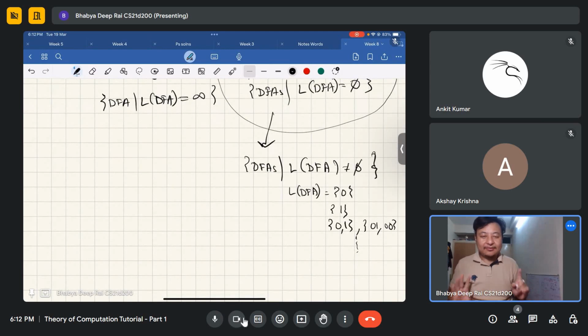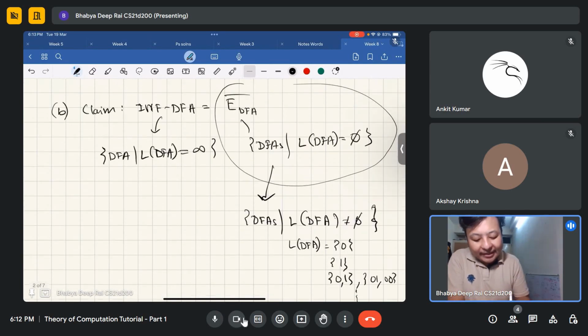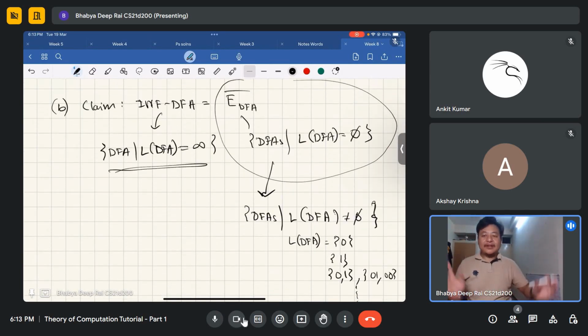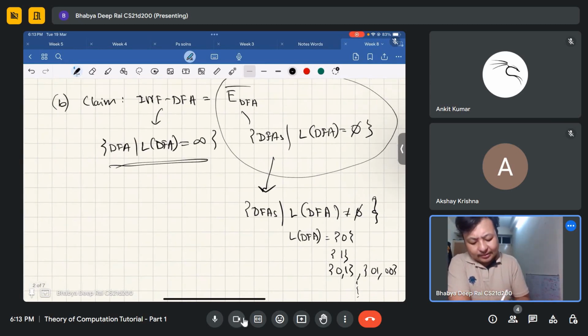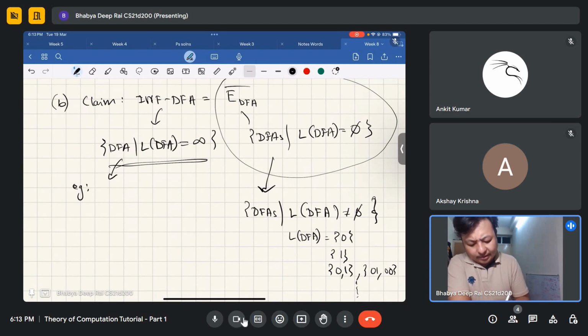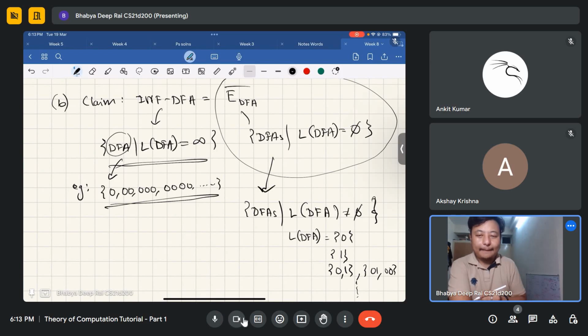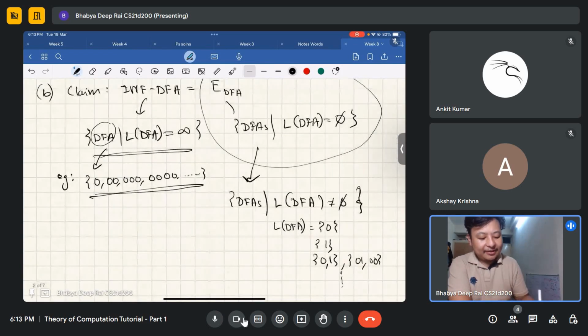It cannot be empty. That's what it's saying. But here, clearly, infinite DFA says the language of the DFA itself is infinite. So for example, something like 0 0 0 0 0 0 0 0 0 0 and so on. A DFA accepting this language is contained in this set. Getting it? And examples here are this.